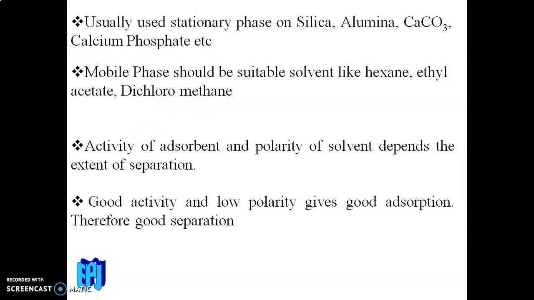That's about that. Then we pass the components and the solvents through this stationary phase. There needs to be a separation of components, and that separation is based on the activity of adsorption, and the polarity of the solvents determines the extent of separation. If a solvent has low polarity and a good activity, then we can say that it will provide good separation.